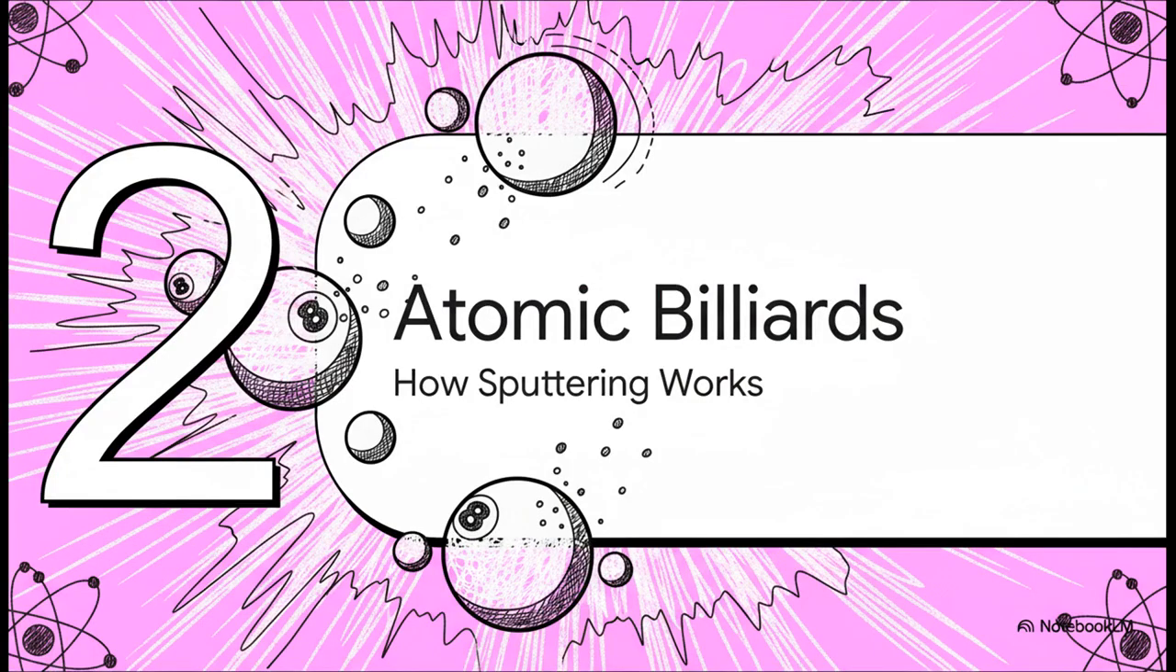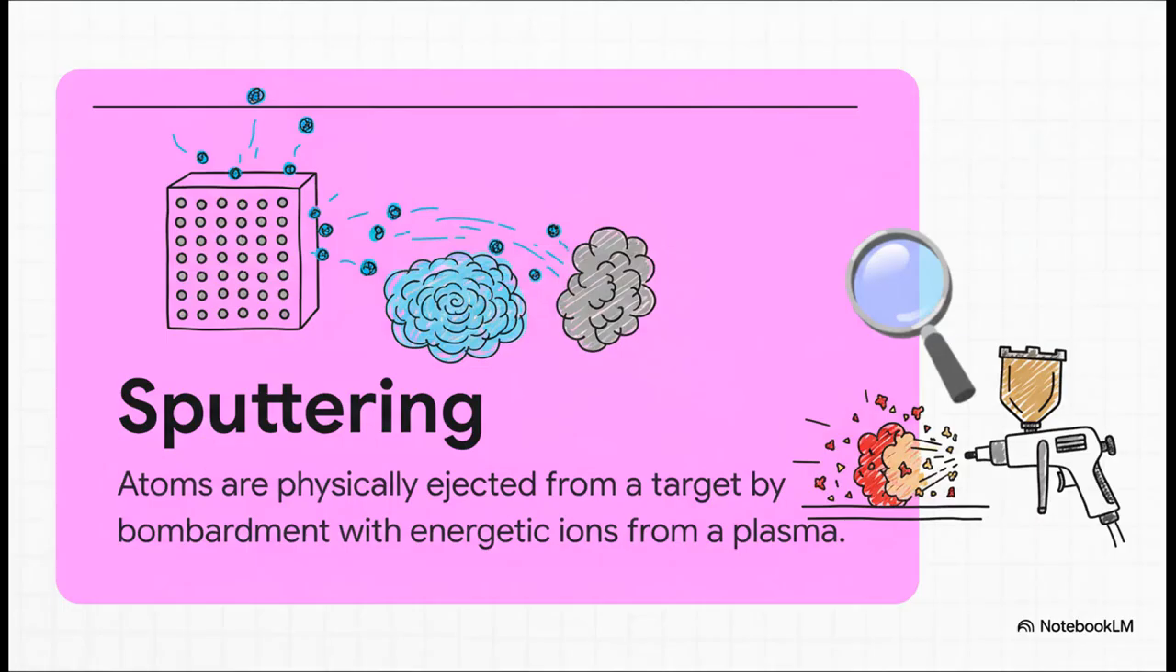Okay, so how does this incredible process actually work? To get it, you really don't need a PhD in physics. All you need is a little imagination and a trip to an atomic scale pool hall. At its heart, sputtering is a physical process, not a chemical one. The best way to think of it is like a hyper-precise atomic scale sandblaster. But instead of blasting away with sand, you're using individual ions. And you're not stripping paint, you're gently knocking atoms off a source material in order to build something totally new.